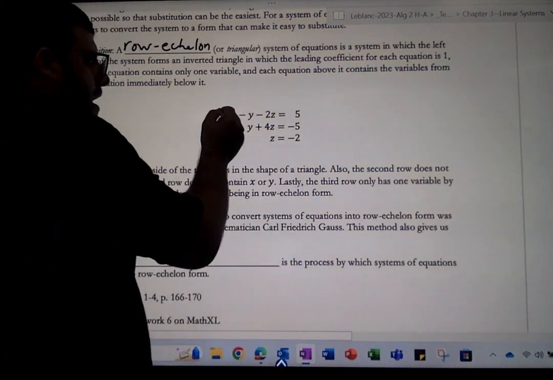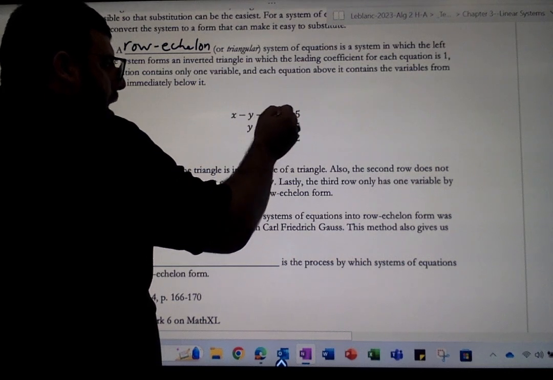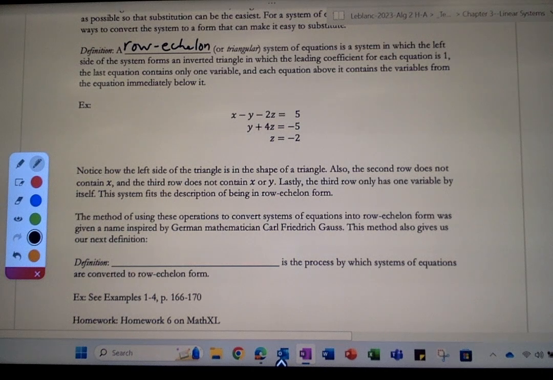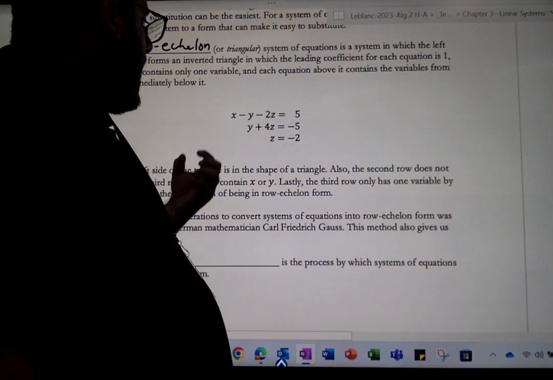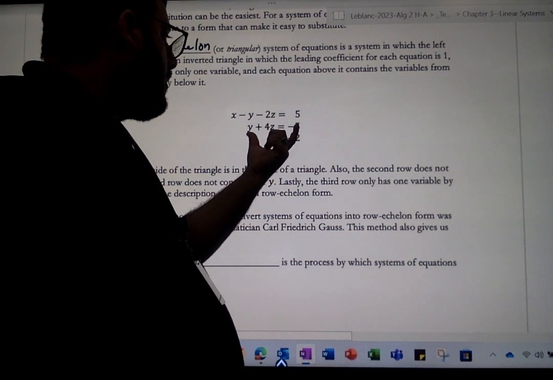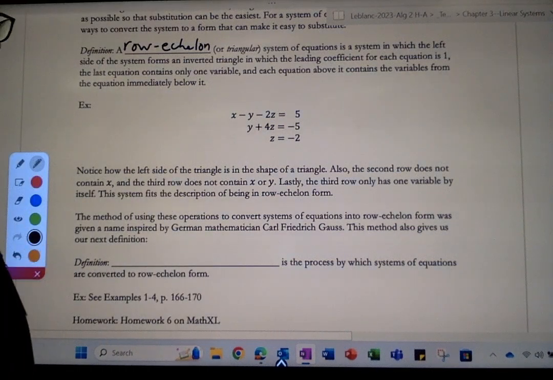My first row, I have x, y, z equals a number. Here I have y and z equals a number. And then my last row, I have z equals a number. Now with this example, because it's in triangular form, I know what z is. Let's take that, plug it into here, figure out what y is. Take that, plug it into here, figure out what x is. Let's use that as an example.